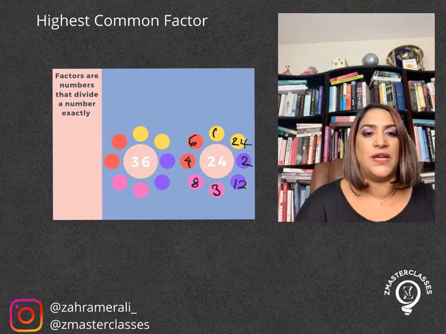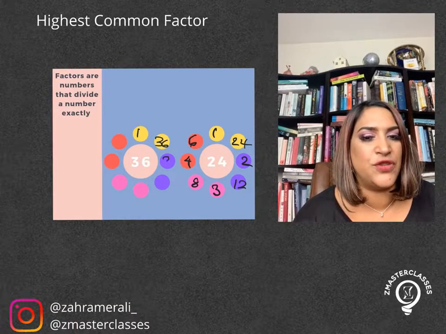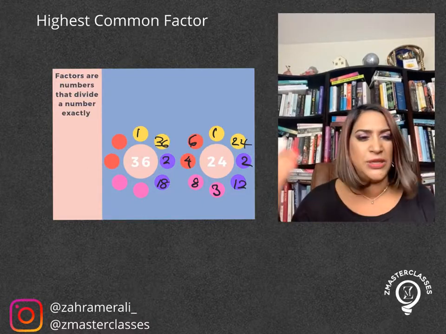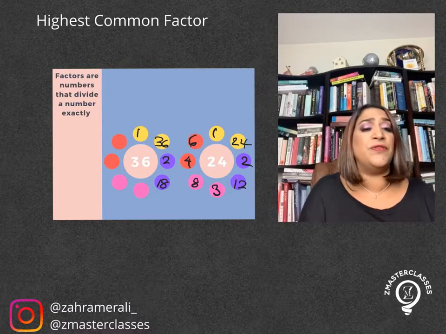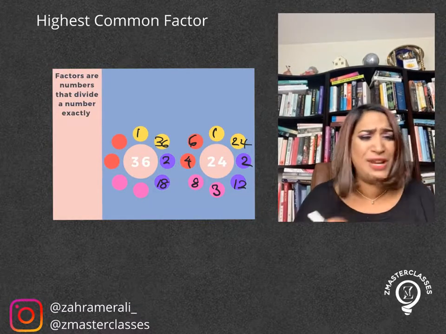So let's have a look at 36. We've got 1 and 36. We'll have 2 and 18. Now that's not particularly obvious because you normally go up to 12 when you do your tables. So how did we get that? Well, dividing by 2 is halving something. You can do it really quickly.